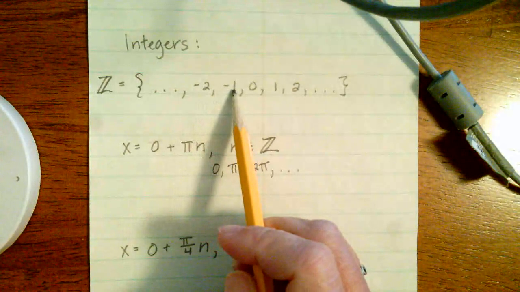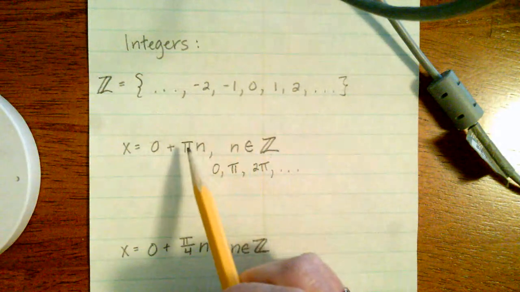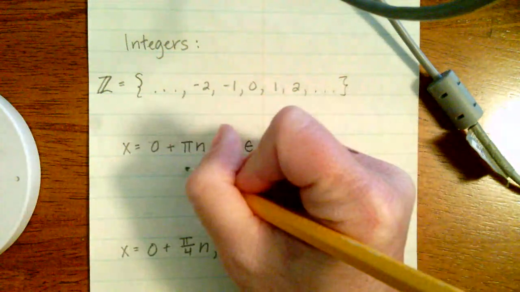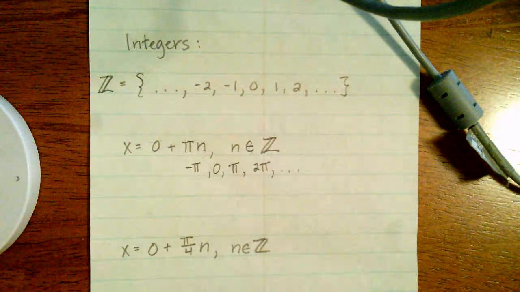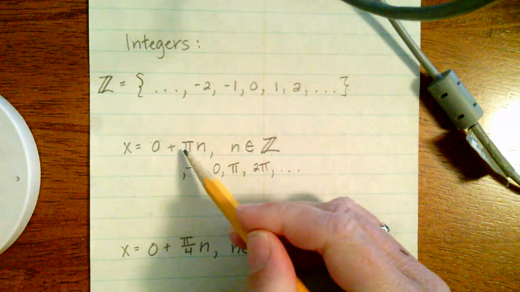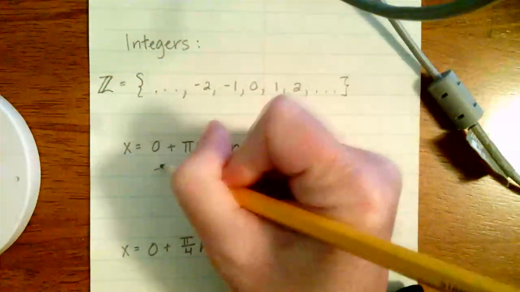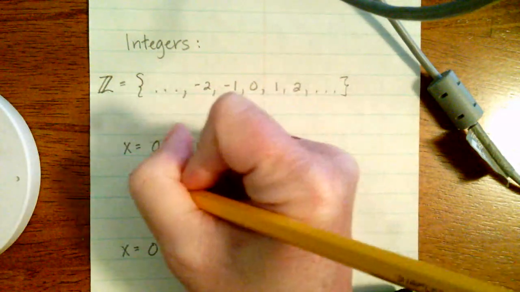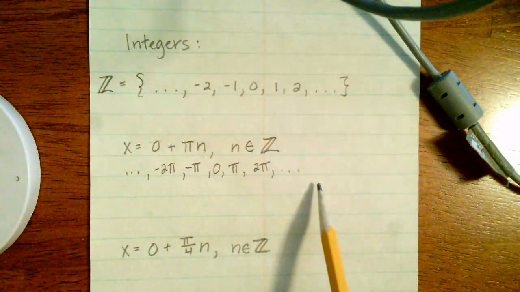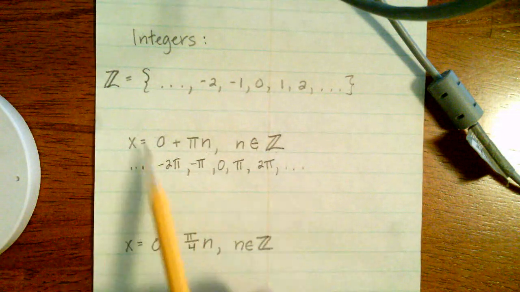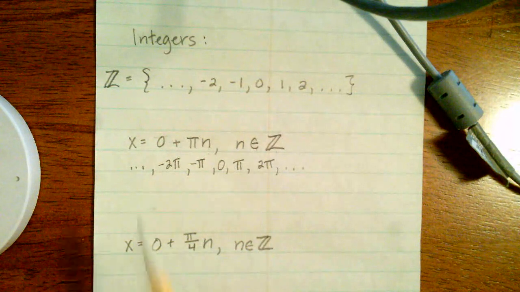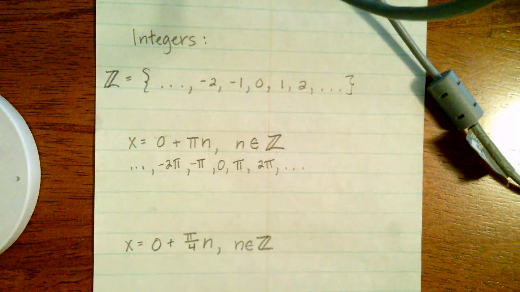But we can also let n be negative values. So if n is negative 1, pi times negative 1 would be negative pi, and 0 plus negative pi is negative pi. Similarly, if we let n be negative 2, negative 2 pi plus 0 would be negative 2 pi. Hopefully you can see it would go on and on like that. So instead of having to write out this list every time, we can write these two things as equivalent: x equals 0 plus pi n, where n is an integer, is equivalent to this list of numbers.